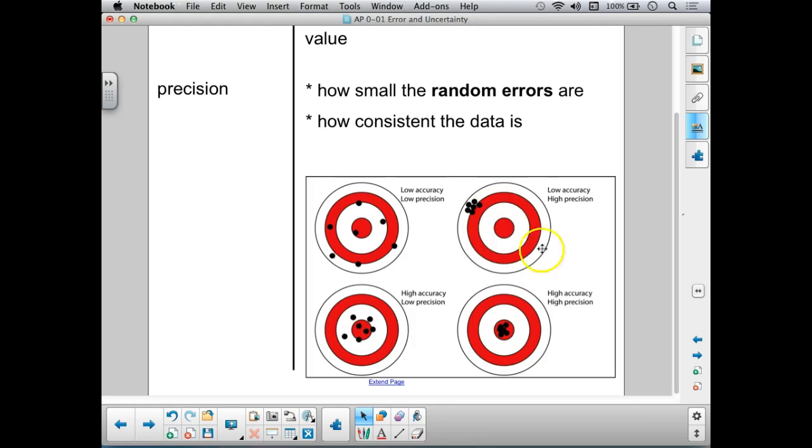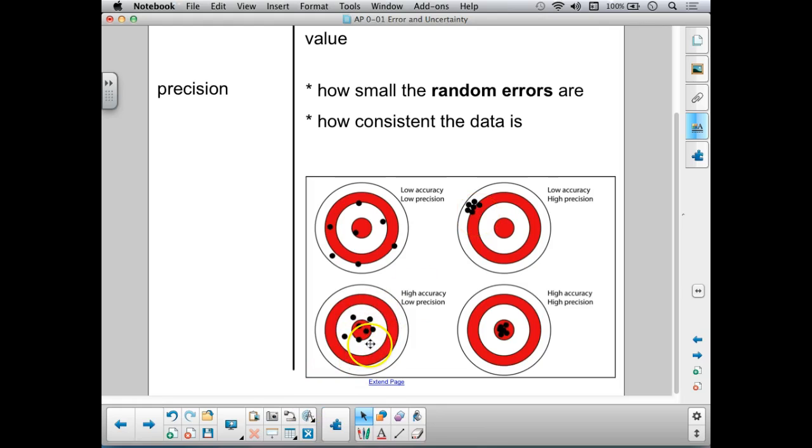If we take a look up here in the top right, you see a set of shots that is very precise. I'm able to consistently hit in the same area over and over again. So my shot is pretty good. But there's something wrong either in the way that I'm sighting, something about my scope, or maybe the way I'm holding the bow, but there's a systematic error. Even though I'm very precise, I'm not very accurate. All of these are clustered tightly together somewhere besides where we want them to be. They're not actually capturing what we want to capture.